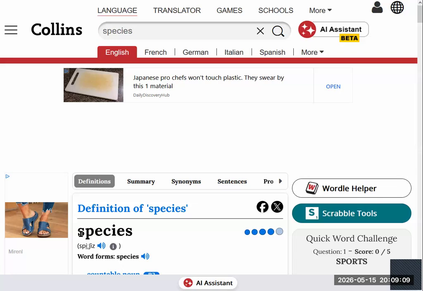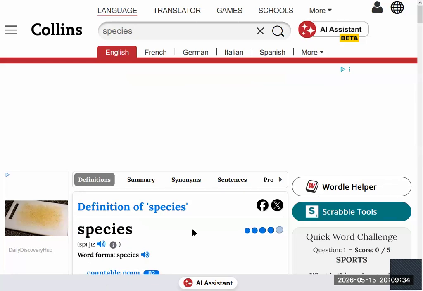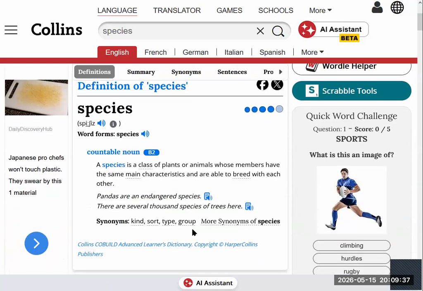So I'm just looking. It says species there, it looks like a plural, or they say word forms, and this is the other word form. So let's listen to how they say it. This is the first one, species, and the other word form is this one. Exactly the same. So I don't know why they put it up there twice.